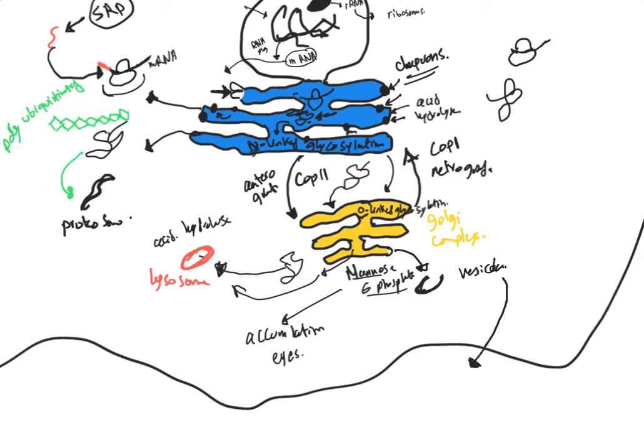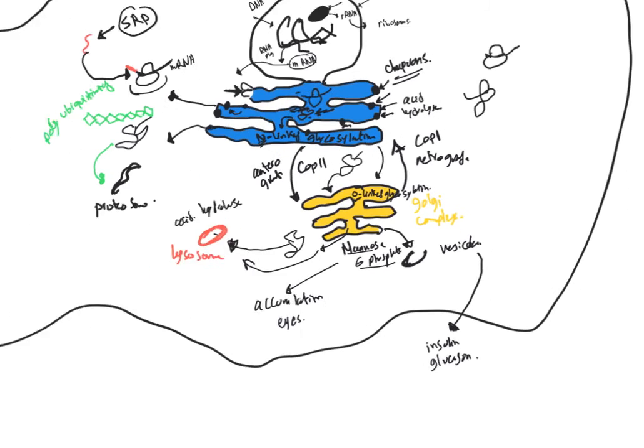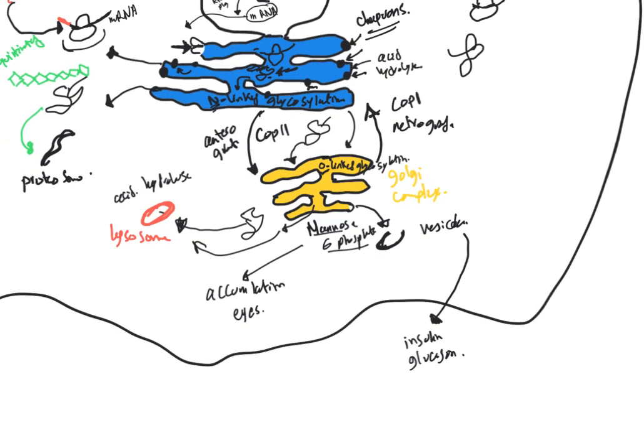Now, what are these proteins? These proteins are like insulin, like glucagon, like whatever enzyme is used, because enzymes are mostly proteins, and this is how proteins or enzymes are exported from the cells. So this is the secretory pathway. Why is it called secretory? Because it secretes the protein outside of the cell.